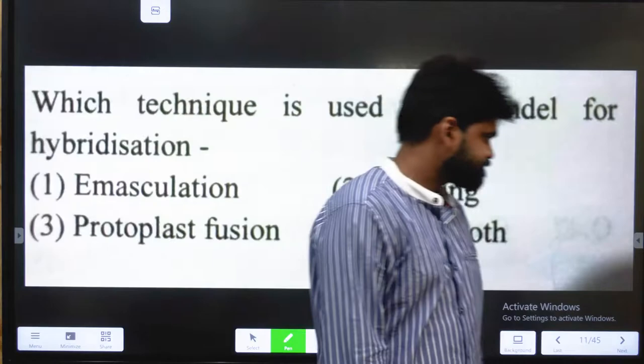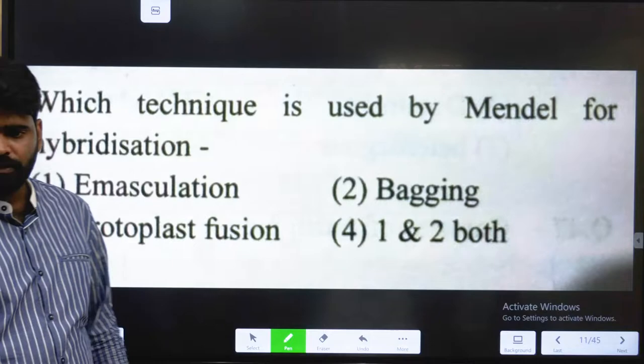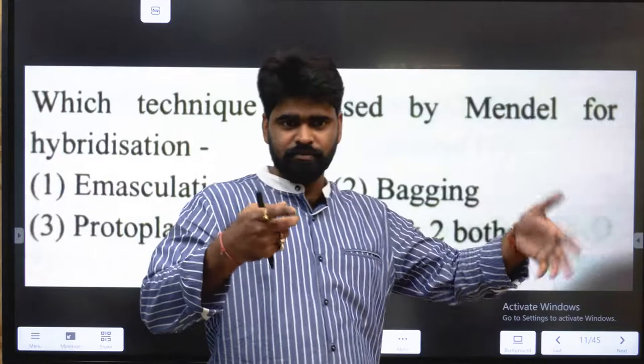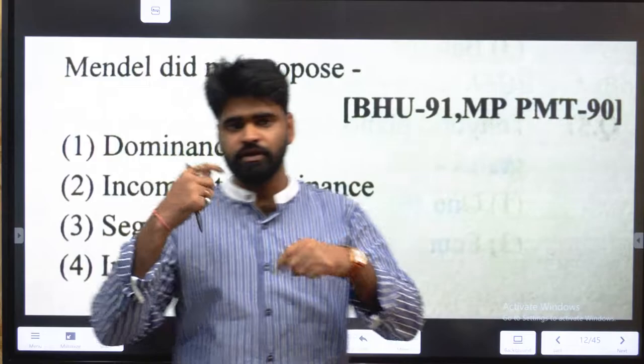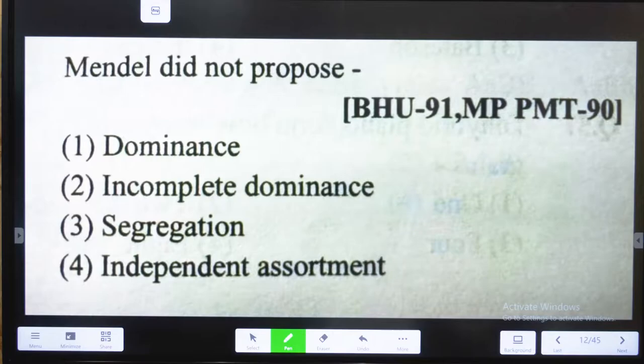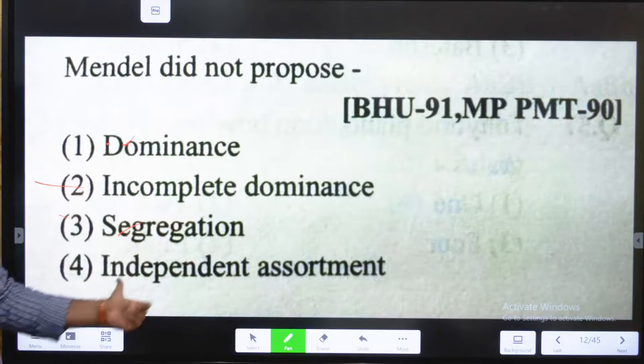Which technique is used by Mendel for hybridization? Sir, D. Everyone, no? Then 4. So, Mendel used bagging and emasculation. He removed the anther and he covered the flower. Mendel did not propose dominance, incomplete dominance, and segregation, independent assortment. Sure? Given by Mendel, given by Mendel, given by Mendel, not given by Mendel.